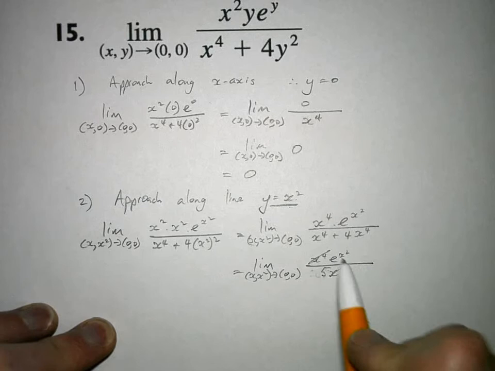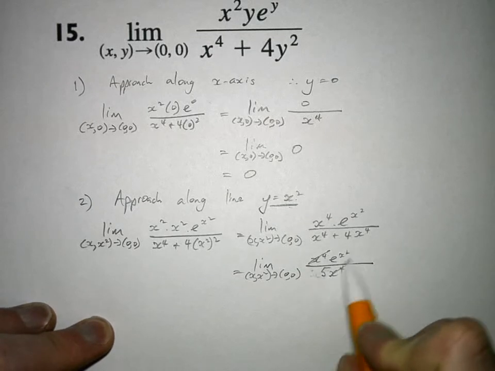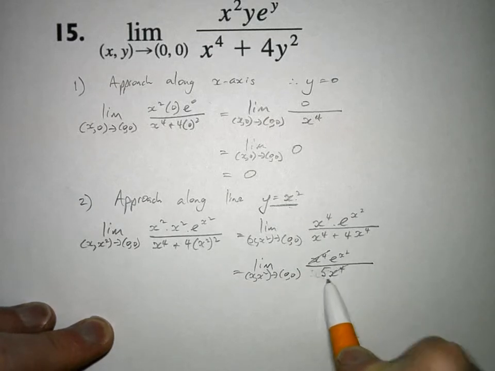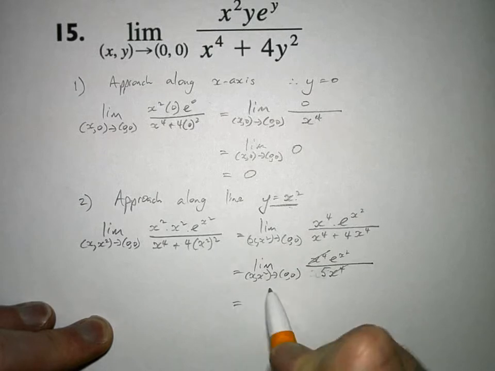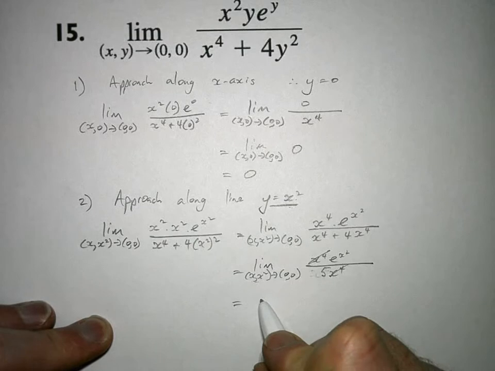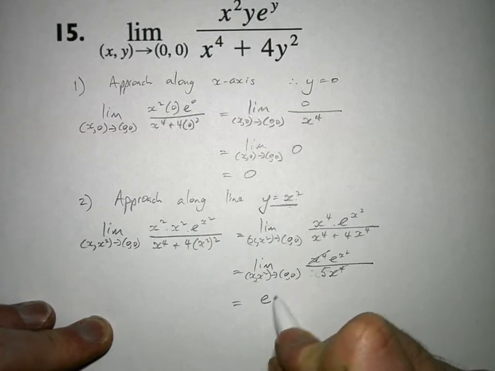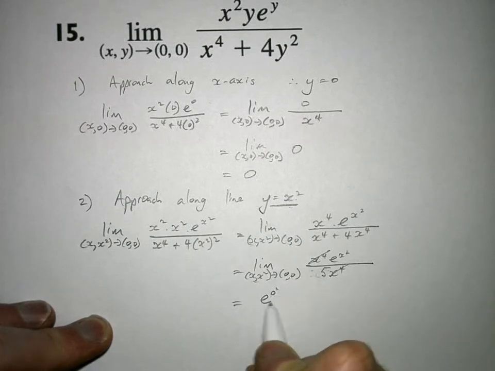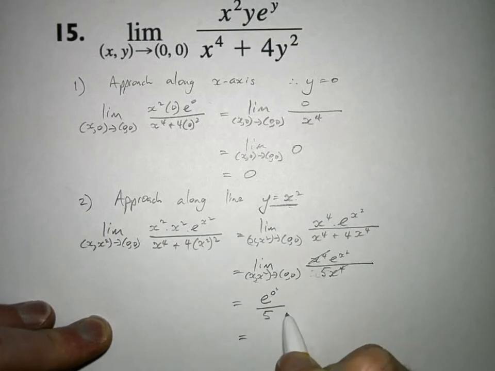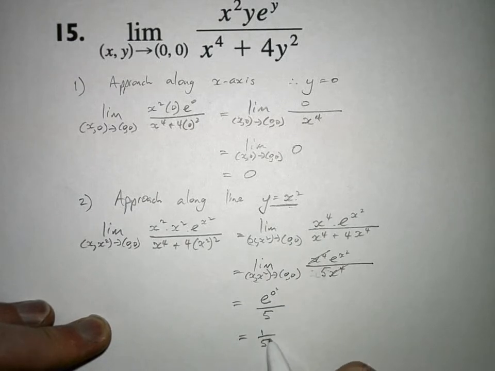And now, what's very lovely is we have a continuous function divided by 5. We can simply substitute in x equal to 0. So we end up that this limit is equal to e to the power of 0 squared all over 5, and that of course is equal to 1 over 5, since 0 squared is 0 and e to the power of 0 is 1.